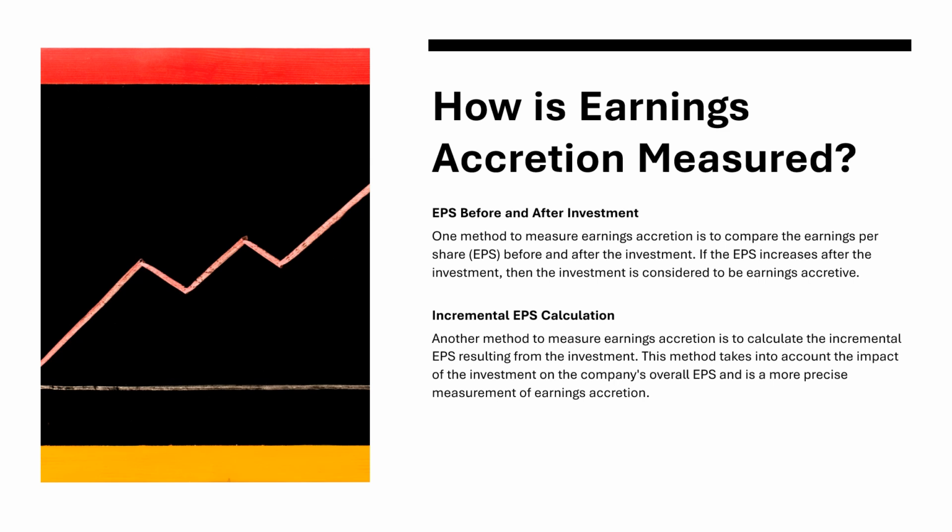How is earnings accretion measured? EPS before and after investment. One method to measure earnings accretion is to compare the earnings per share before and after the investment. If the EPS increases after the investment, then the investment is considered to be earnings accretive. Incremental EPS calculation. Another method to measure earnings accretion is to calculate the incremental EPS resulting from the investment. This method takes into account the impact of the investment on the company's overall EPS and is a more precise measurement of earnings accretion.